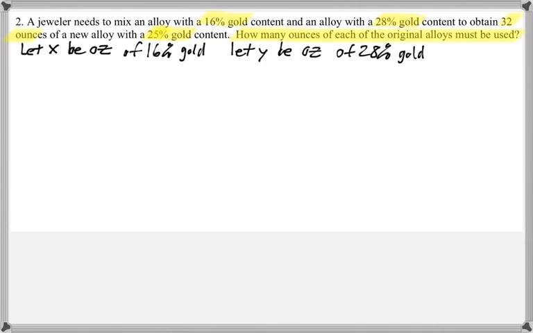If you wanted to let Y be the 16% and X be the 28%, you could. You would get the same answer. Your numbers would just be reversed, but as long as you label your answer, then it would be the same.